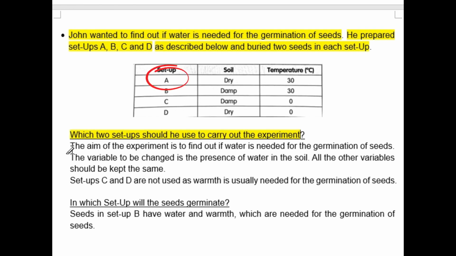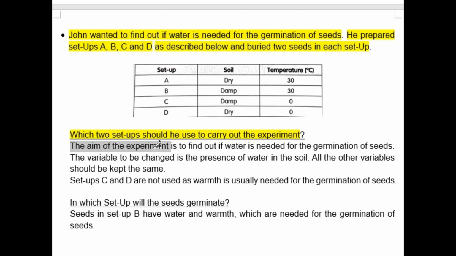John wanted to find out if water is needed for the germination of seeds. He prepared setups A, B, C and D as described below and buried 2 seeds in each setup. Which 2 setups should he use to carry out the experiment?